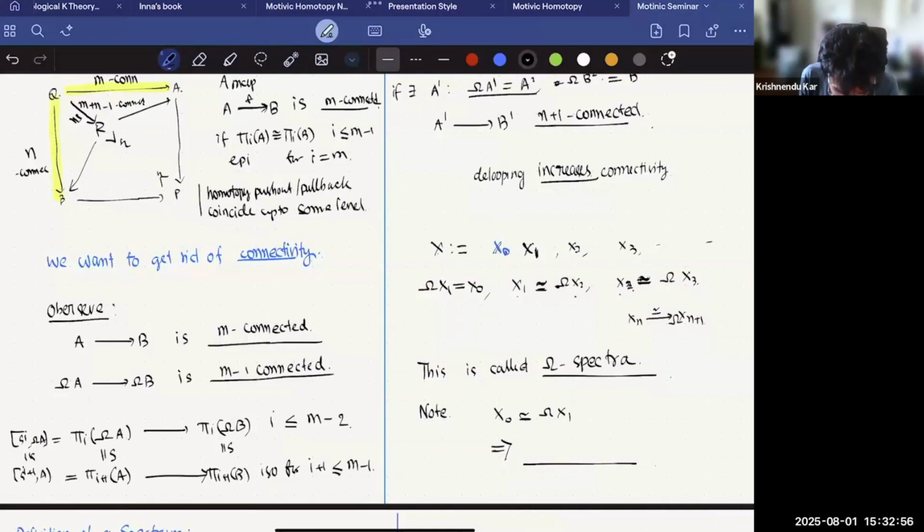So using an omega spectra gets the job done. And that begs the question, what is a spectra? I introduced omega spectra without introducing spectra, but I'm going to do it soon. Before I do, are there any questions so far?